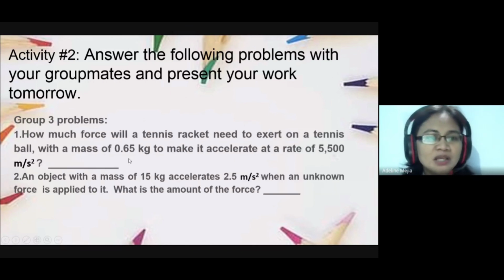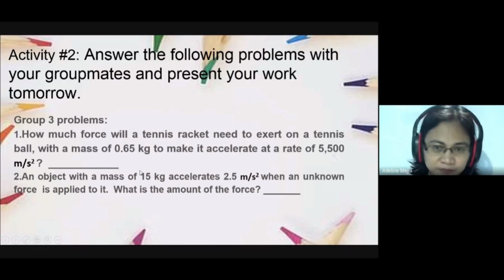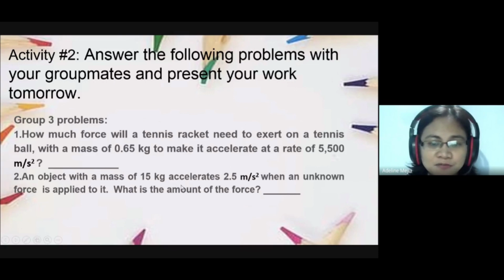Now for group 3, how much force will a tennis racket need to exert on a tennis ball with a mass of 0.65 kilogram to make it accelerate at a rate of 5,500 meter per second squared? Now you are looking for the force. Number 2, an object with a mass of 15 kilogram accelerates 2.5 meter per second squared when an unknown force is applied to it. What is the amount of force? So you will look again for the force.